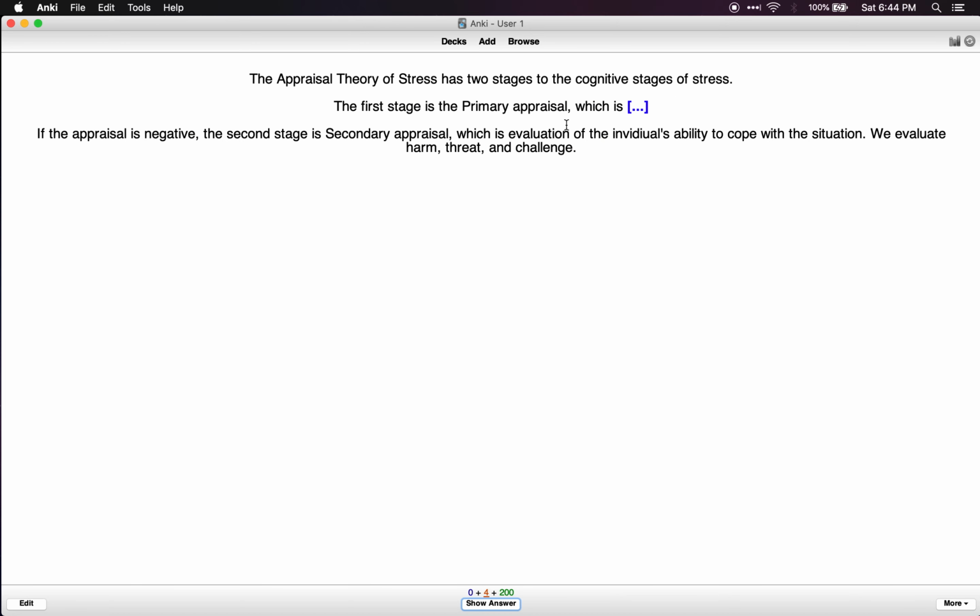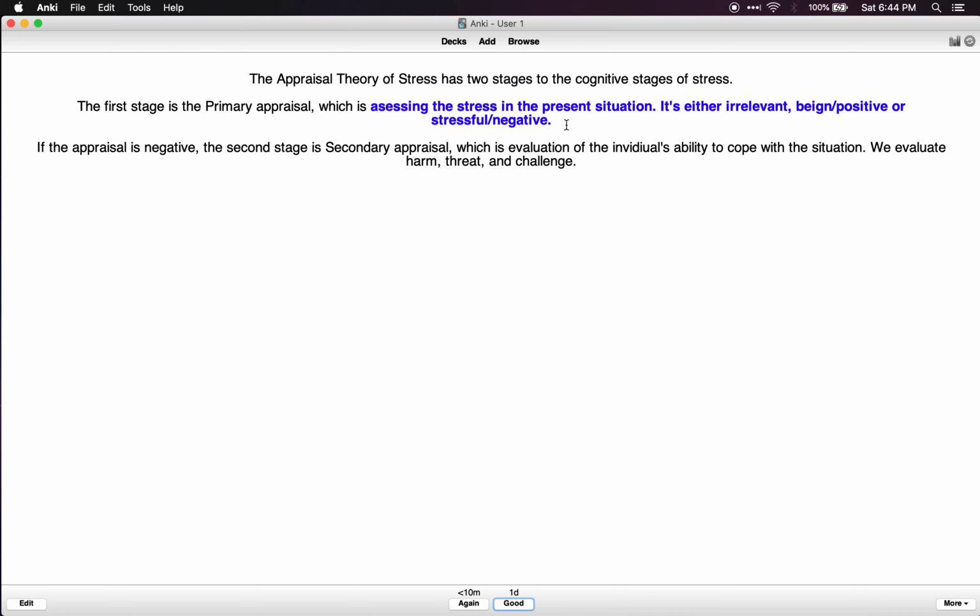First stage of primary appraisal is where you're assessing the stress as either irrelevant, benign or positive, or negative, dangerous.